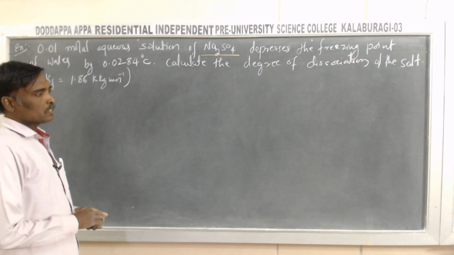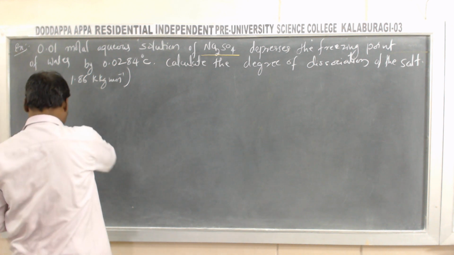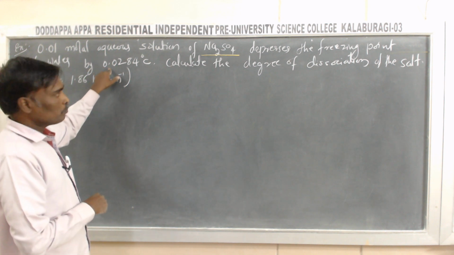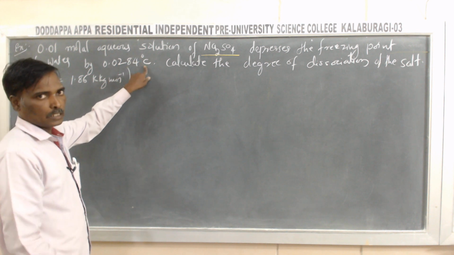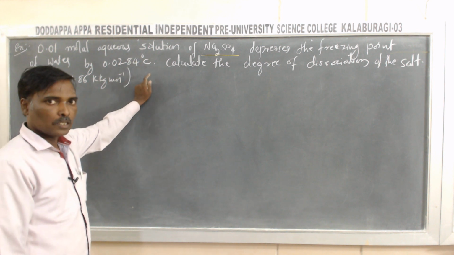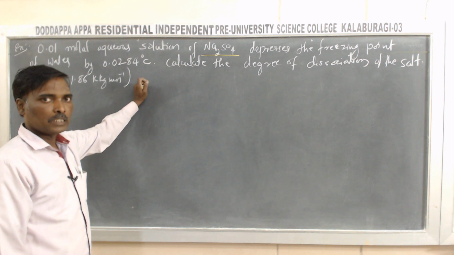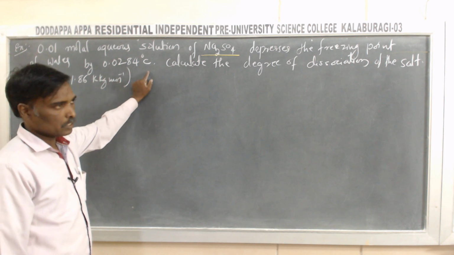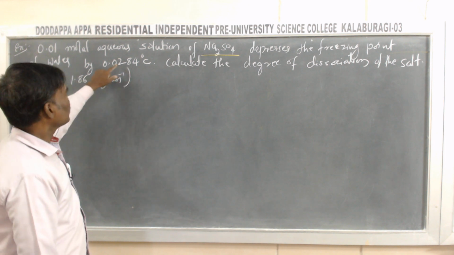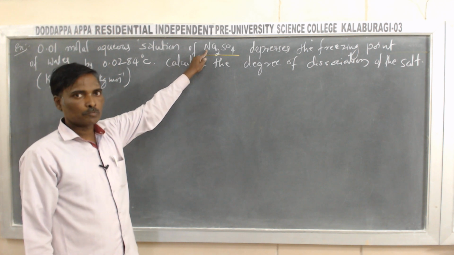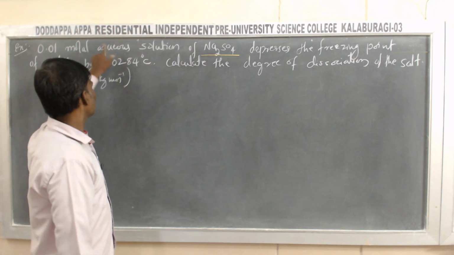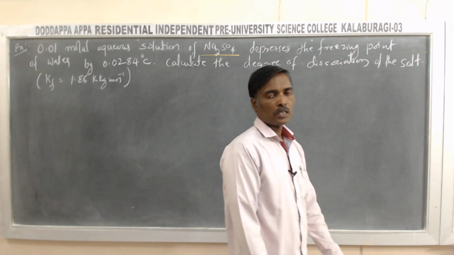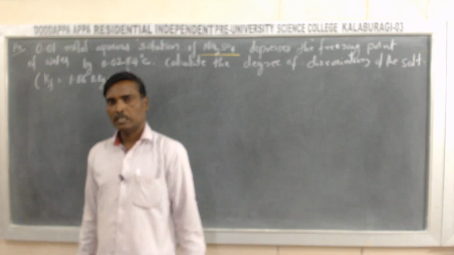Then it depresses the freezing point. Sorry, in an aqueous solution, it depresses the freezing point of water by 0.0284 degrees Celsius. The freezing point of that water in solution decreases by 0.0284 degrees Celsius due to the presence of sodium sulfate in the water. So the concentration of that solution is 0.01. Now calculate the degree of dissociation of the salt. How much salt gets dissociated?